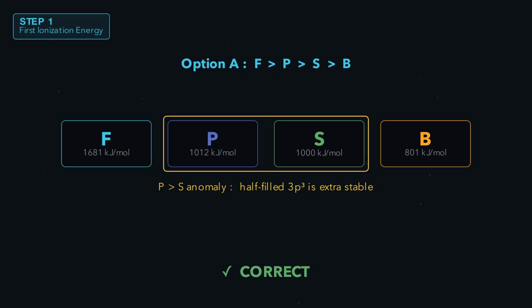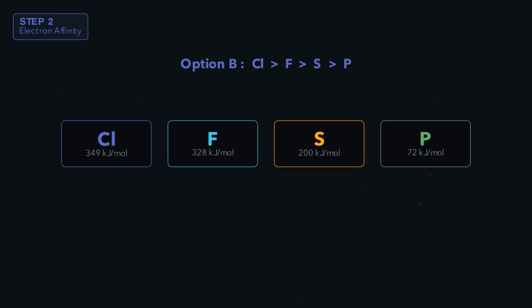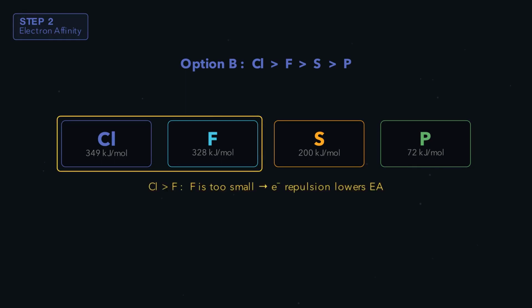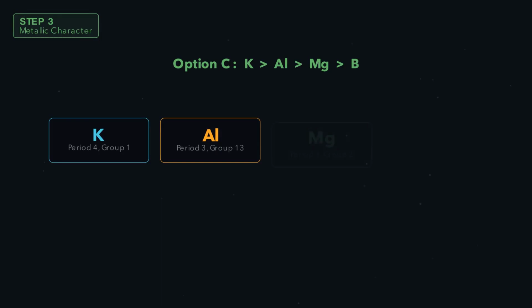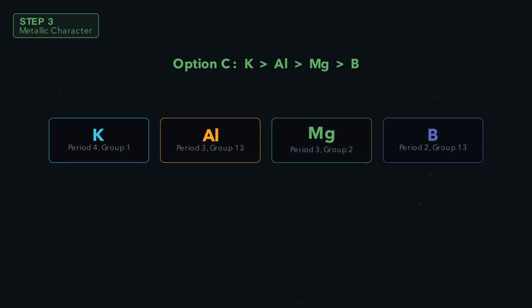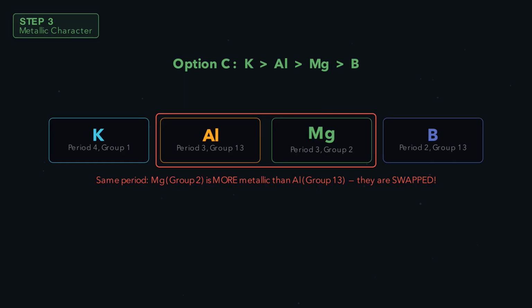Option A says, first ionization energy follows F greater than P greater than S greater than B. Fluorine has one of the highest ionization energies of all elements. Now here's the critical anomaly. Phosphorus actually beats sulfur. Why? Phosphorus has a half-filled 3p subshell, which is extra stable because of exchange energy. Sulfur has one paired electron in 3p that experiences repulsion, making it easier to remove. So this trend is correct.